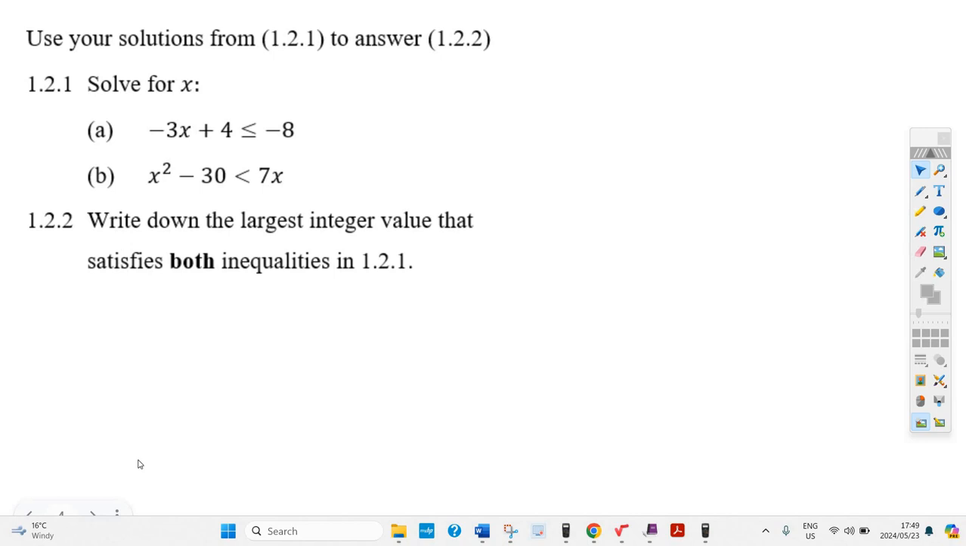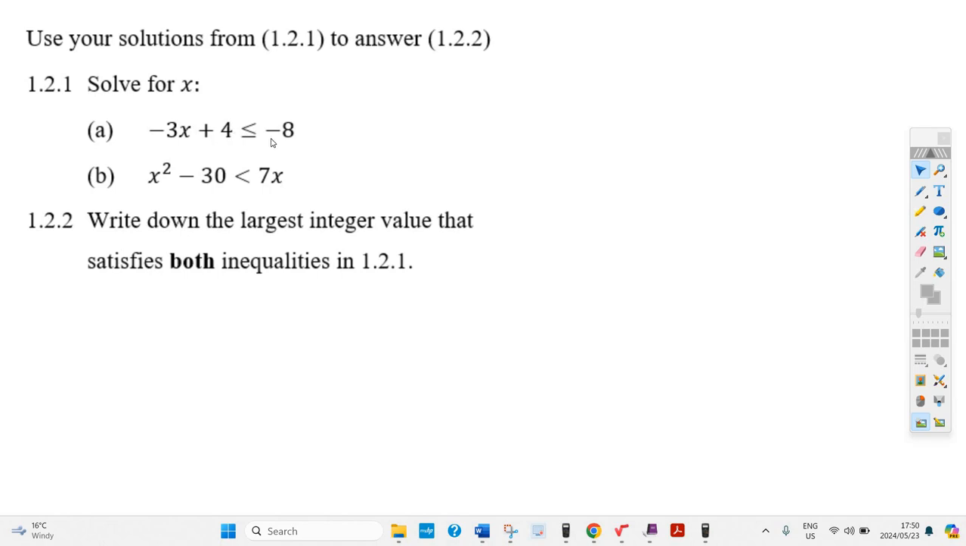Okay, let's try this inequality question. I think it's pretty interesting because it makes you think. The second part really makes you think. So let's try the first part here, and it says solve for x in this inequality.